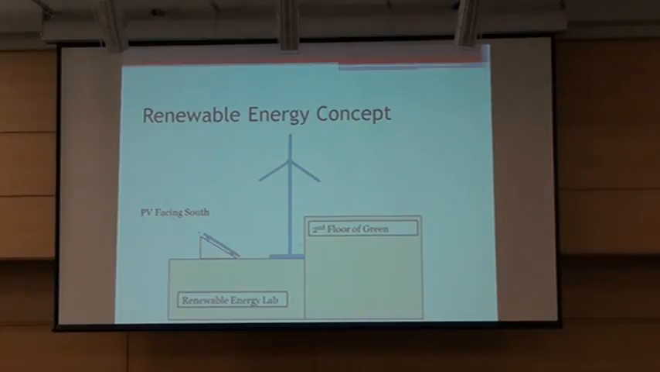using. The renewable energy concept was pretty simple. We decided to use the roof of Green to mount the wind turbine and the solar panel. The wind turbine is a tilt-up tower made out of signposts, and at the top is the wind turbine with a wind vane and an anemometer to measure wind speed. The solar array, although it's hard to decipher this picture, faces south, which is pointing away from us.